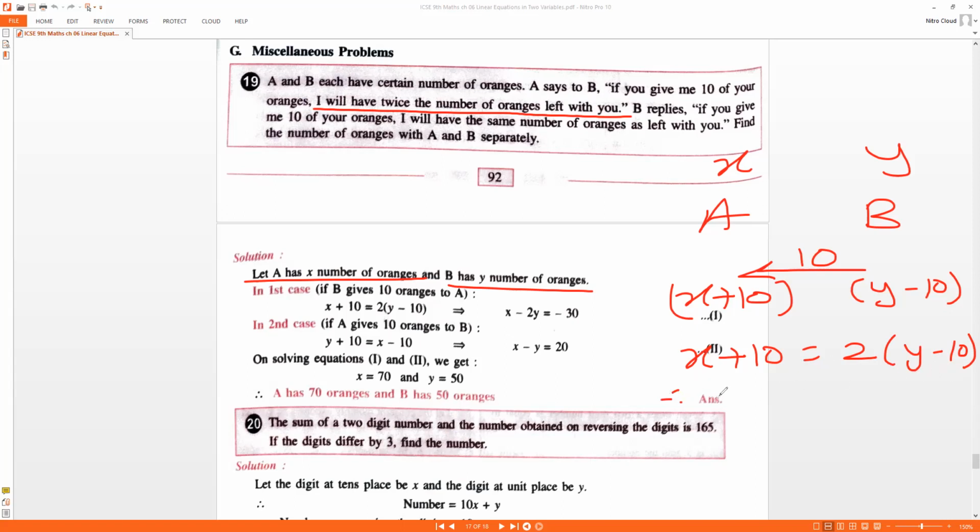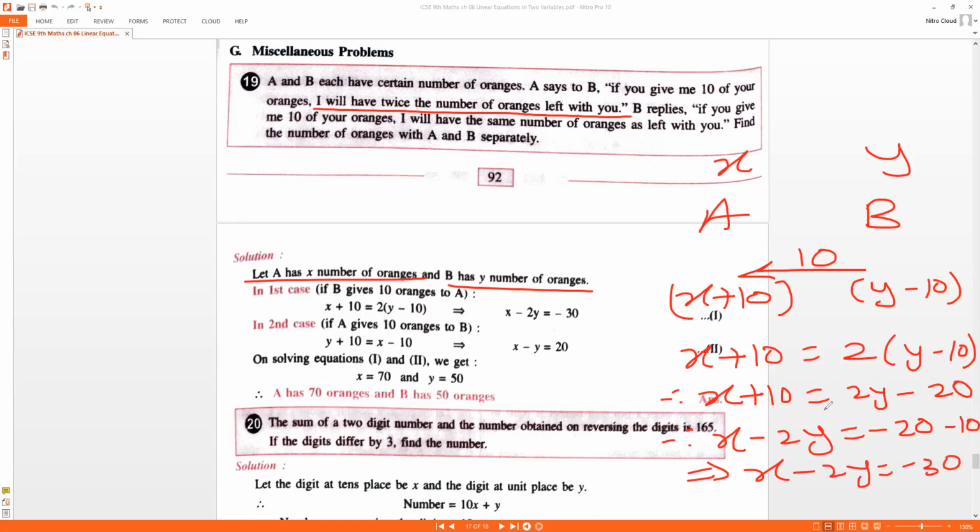So when you simplify it, what do you get? X plus 10 is equal to 2Y minus 20, right? So you get X minus 2Y is equal to minus 20 minus 10. So this implies that X minus 2Y is equal to minus 30. Is that clear? So this gives you the first equation.